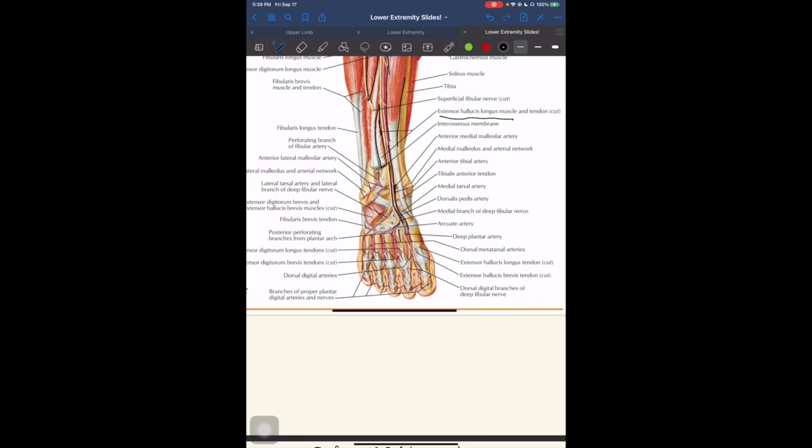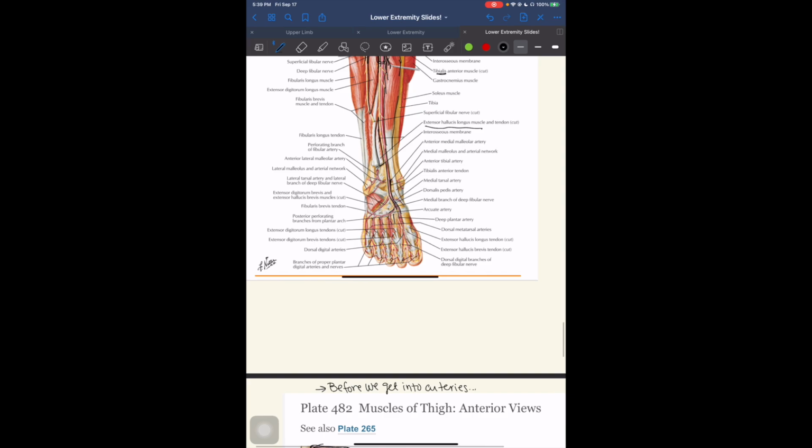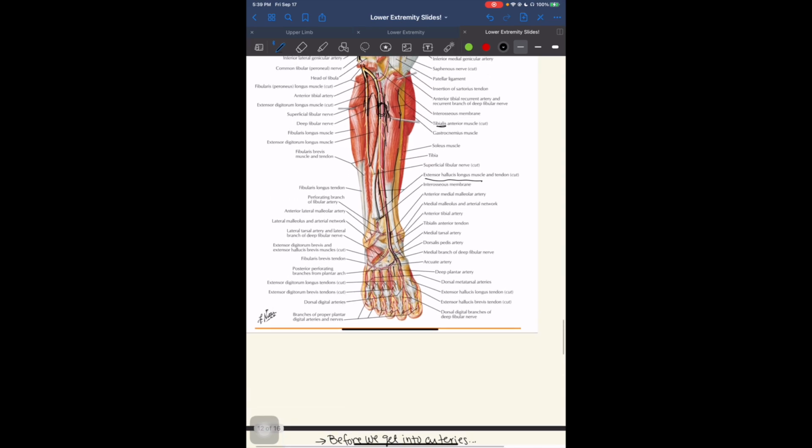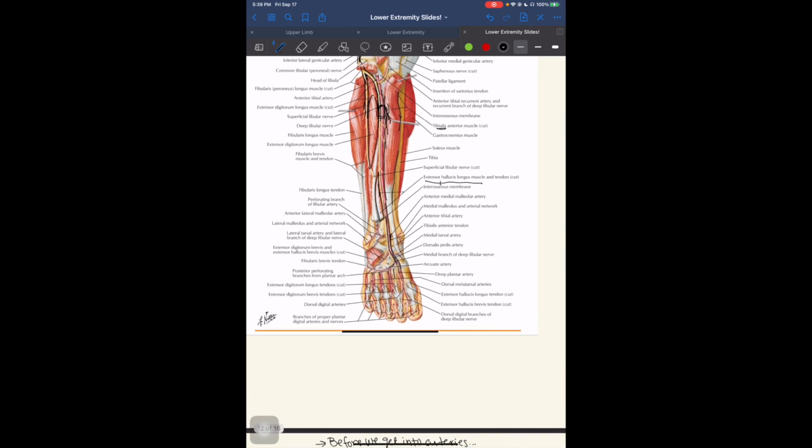And I'm not going to talk too much about the action of these muscles because, like the forearm compartment, it's really self-explanatory what they're doing. Okay, hallucis is your big toe, like pollicis was your thumb.